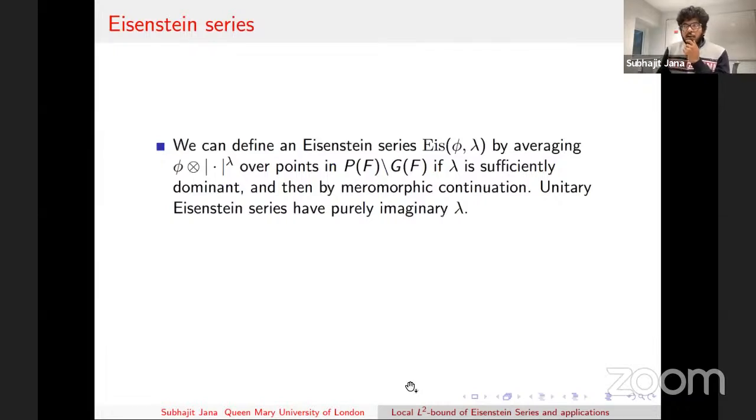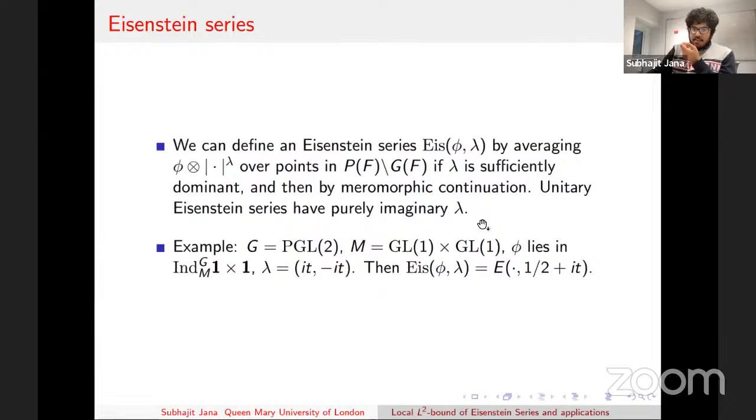All right. How do we define Eisenstein series? It is defined in the following way. We consider an element phi in the induced space. Then we twist by the determinant to the power lambda, and then we average this element over the points G_F mod P_F. As long as lambda is sufficiently dominant, the average would converge, and then we construct an Eisenstein series by meromorphically continuing in lambda. In particular, a unitary Eisenstein series has purely imaginary lambda.